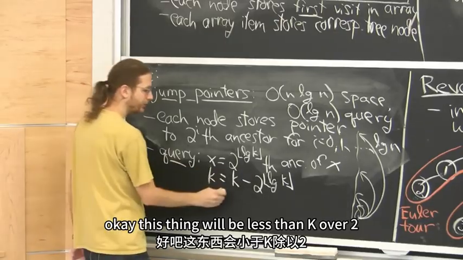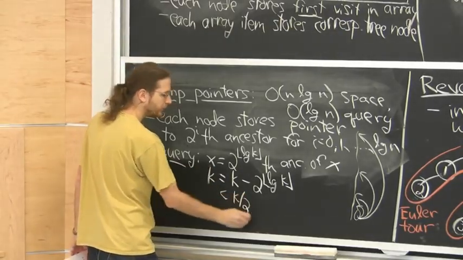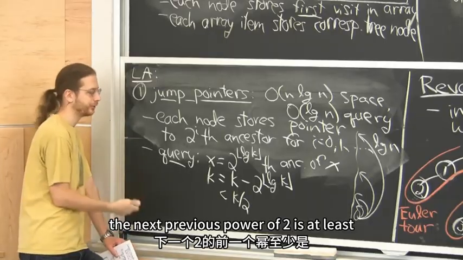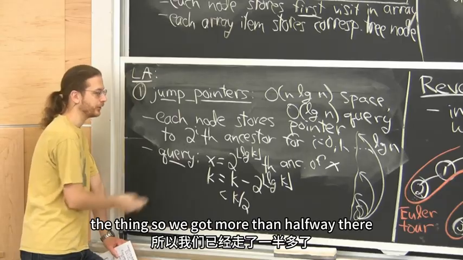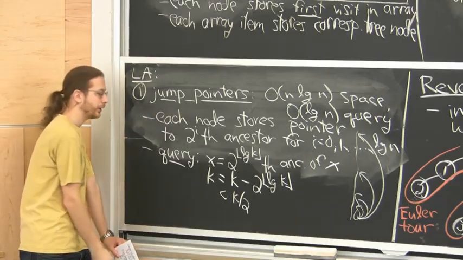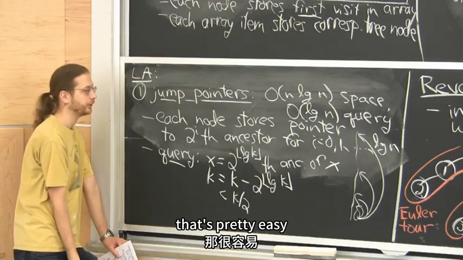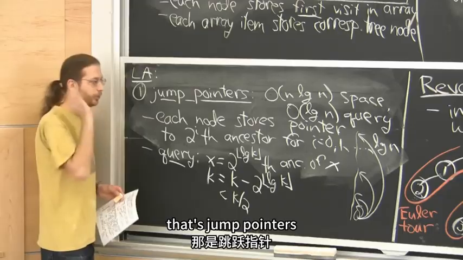Okay, this thing will be less than k over 2, right? Because the next previous power of 2 is bigger than half of the thing. So we got more than halfway there, and so after log n iterations, we'll actually get there. Okay, that's pretty easy. That's jump pointers.